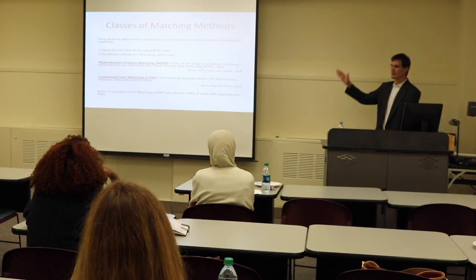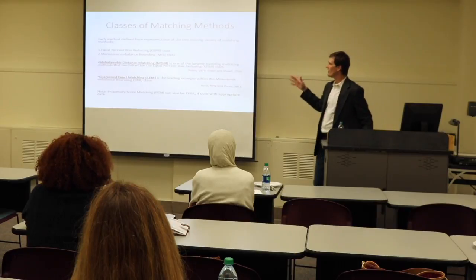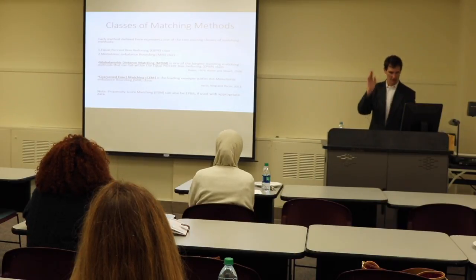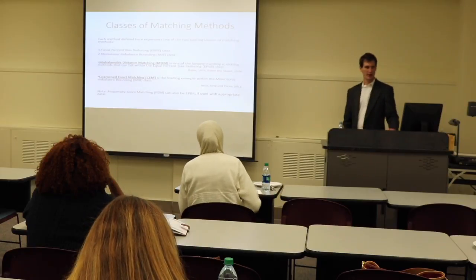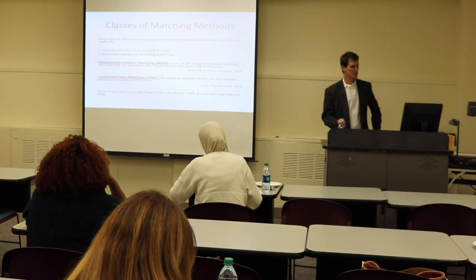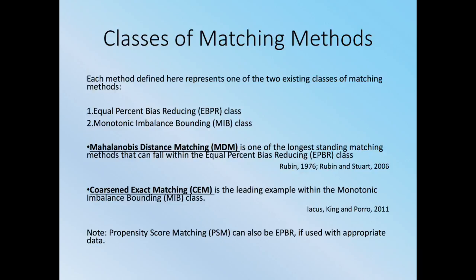Okay, so we've got different approaches or different classes of matching methods. So I'll just kind of go through these very quickly and then talk about some of the implications. So each method here is defined, represents one of the two existing classes of matching methods. So there's the equal percent bias reducing, the EPBR class, and then the monotonic imbalance bounding, MIB class. And so I mentioned in one of the earlier presentations this Mahalanobis distance matching. It's one of the longest standing matching methods that can fall within the EPBR class.